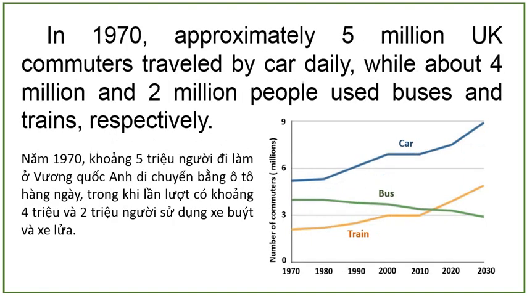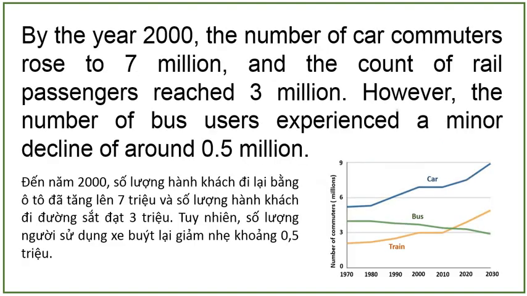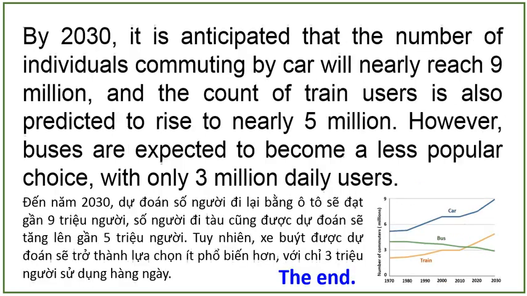In 1970, approximately 5 million UK commuters travelled by car daily, while about 4 million and 2 million people use buses and trains, respectively. By the year 2000, the number of car commuters rose to 7 million, and the count of rail passengers reached 3 million. However, the number of bus users experienced a minor decline of around 0.5 million.